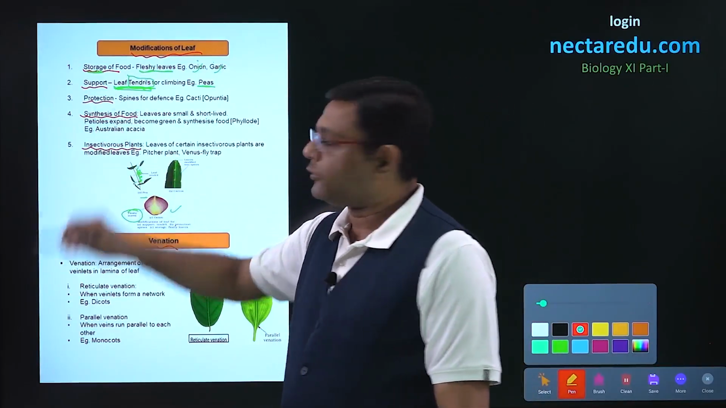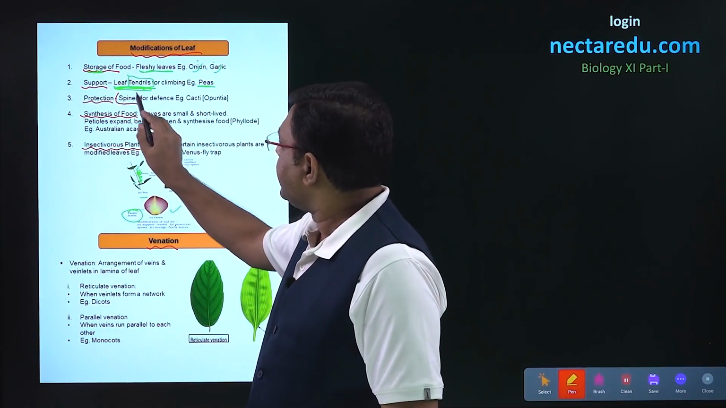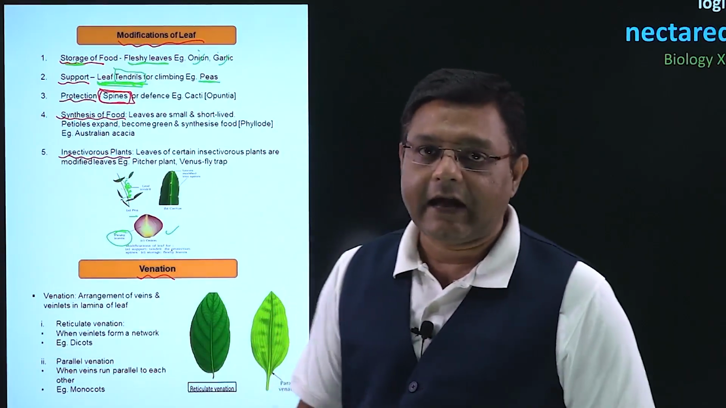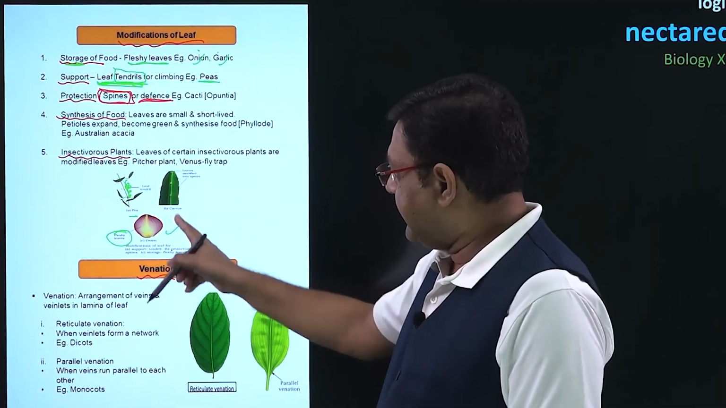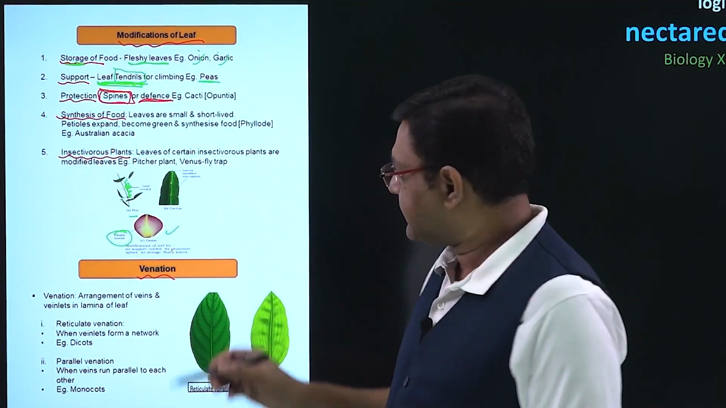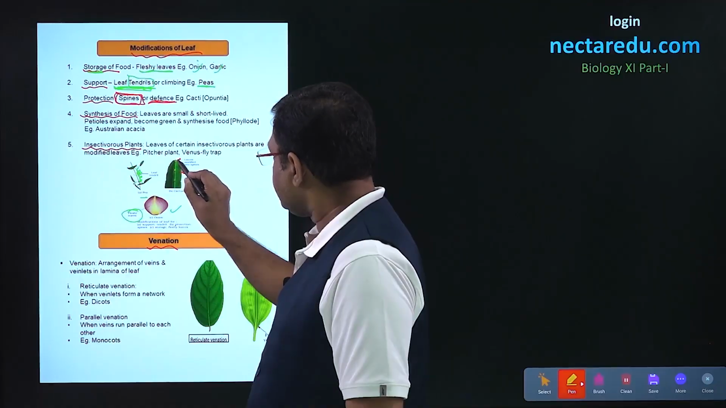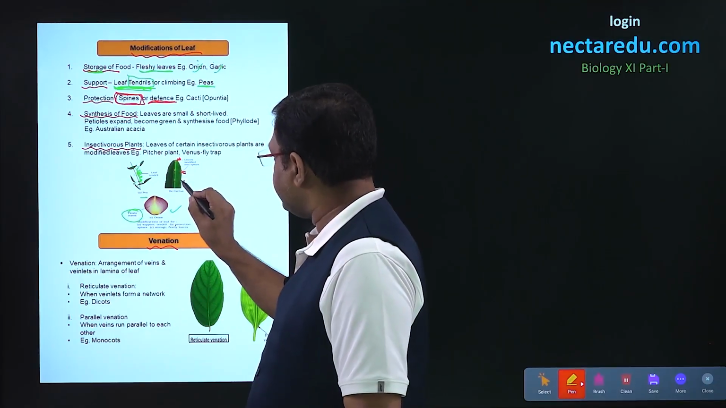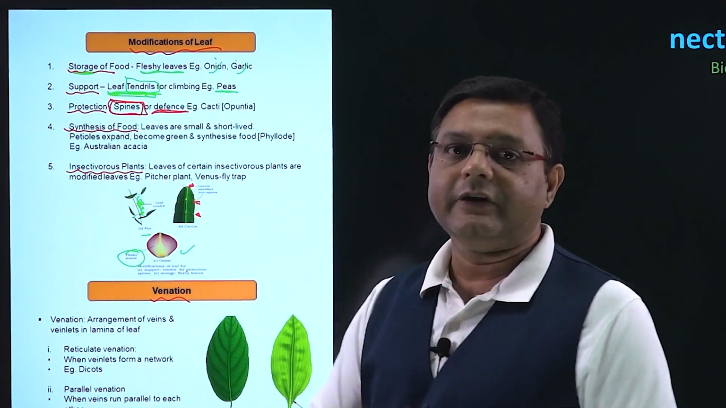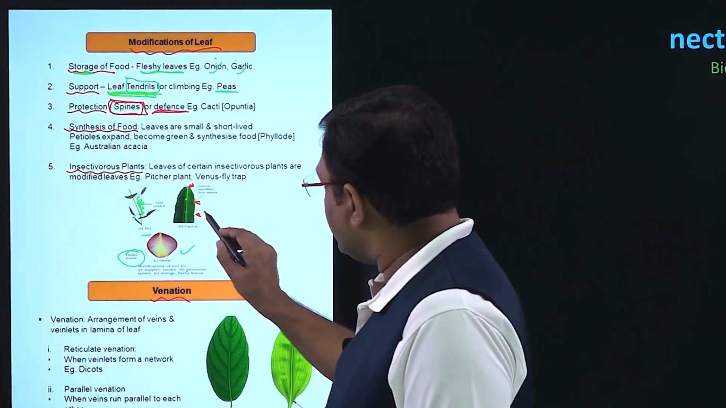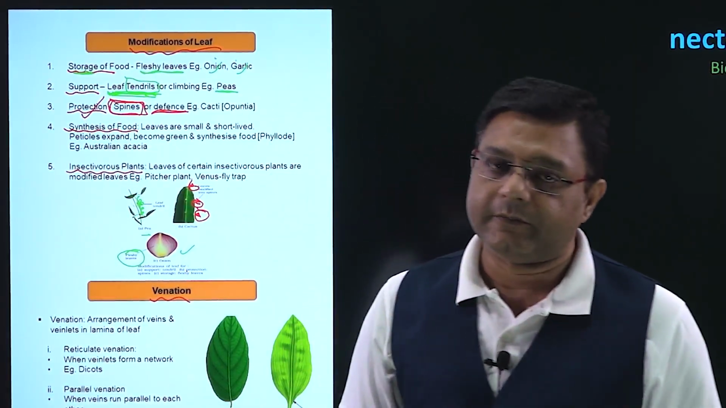Third is the protection. Now, in the case of protection, leaves can modify to form spines, and spines will be used for protection or the defense. We can see in the case of cactus, in these small structures, these. So, these small structures are called as spines, which we have drawn, and these are actually modifications of leaves. So, these spines will perform the function of protection.